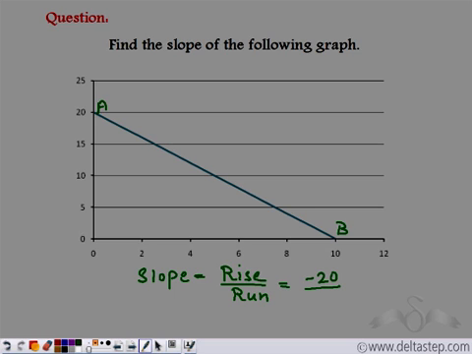What is the run in moving from A to B? The run is of 10 points. So this is the run. So slope is -20 by 10, that is -2. So you may have taken some other 2 points, but as long as your answer is -2, you have got it correct.